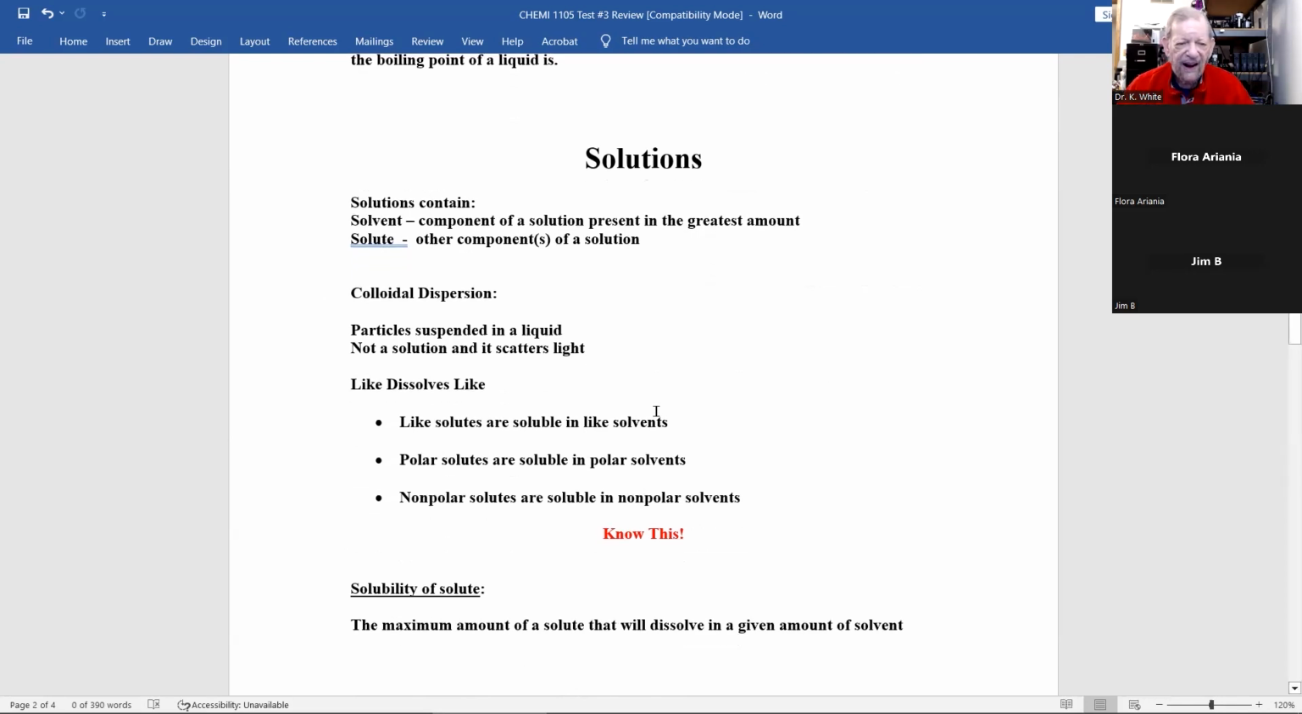Now, I also talked about something that looks like a solution, but it's not, and that's called the colloidal dispersion. And that's where there's small particles of one substance suspended, not dissolved, in another material. And how can you tell that? Oh, it's time for Dr. White to show off one of his fancy flashlights.